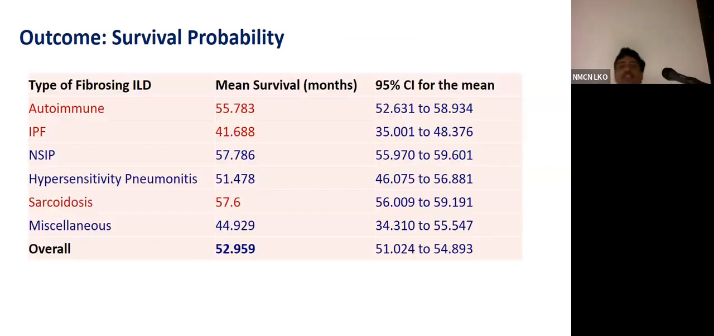Assessing survival outcome, we found that IPF patients have the lowest mean survival, around 41.68 months. Better survival was seen in the autoimmune ILD group, around 55.78 months mean value, and the sarcoidosis group, at 57.6 months. So a better outcome regarding survival was seen in these groups compared to the IPF group.